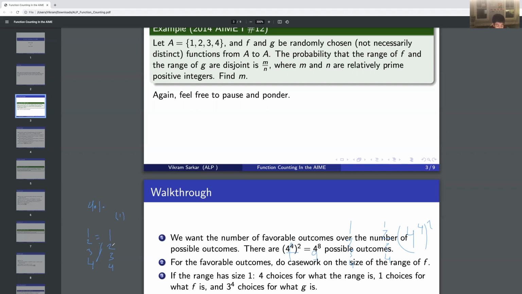And 3 to the 4 choices for G, because G, let's say you pick a random element, then G is any function going from {1, 2, 3, 4} to some 3-element subset. Right? And 1 has 3 choices, 2 has 3 choices, 3 has 3 choices, 4 has 3 choices, etc. So it's 3 to the 4 choices. So 4 times 3 to the 4.